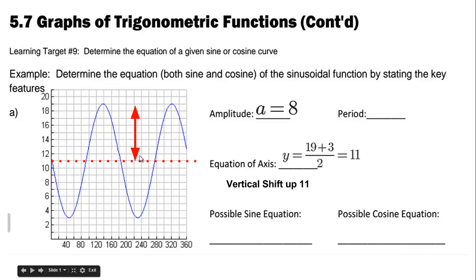State the amplitude, which is 8, so that distance there is 8. And that's a vertical stretch by a factor of 8. So we put it where we see vertical stretches.